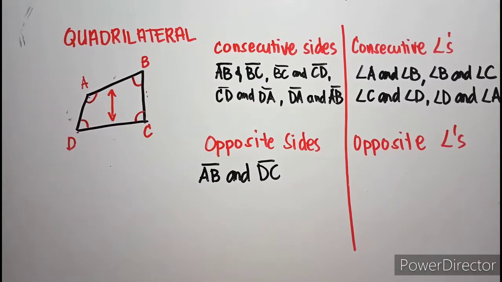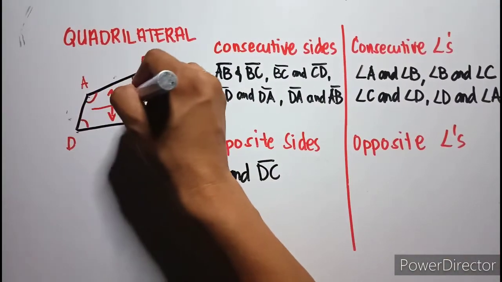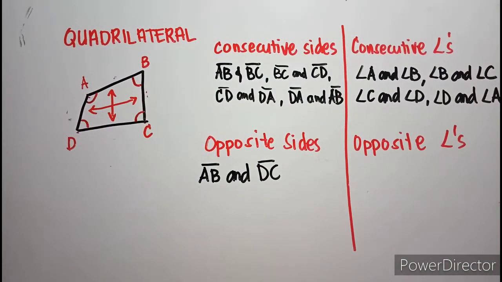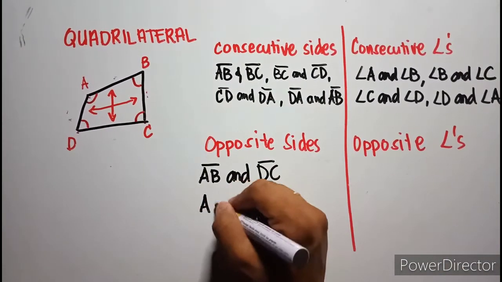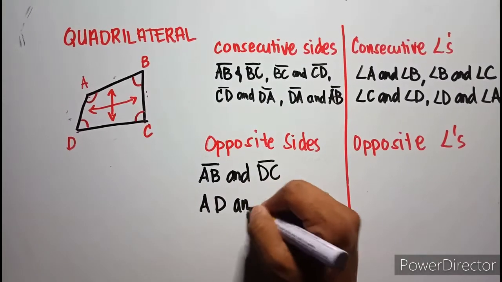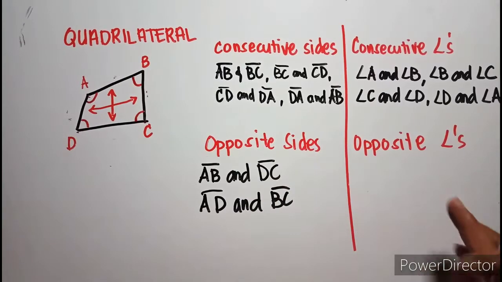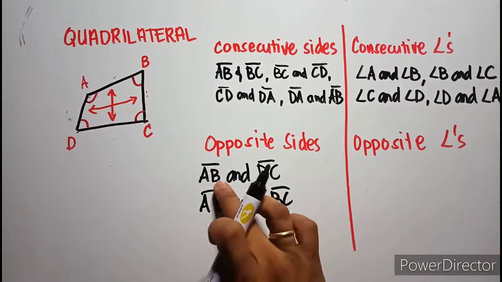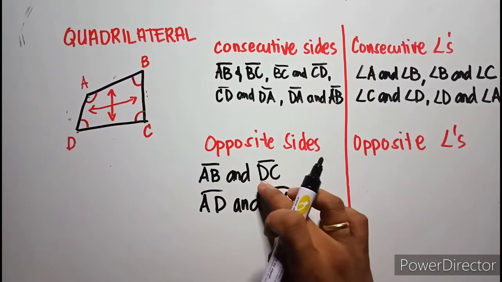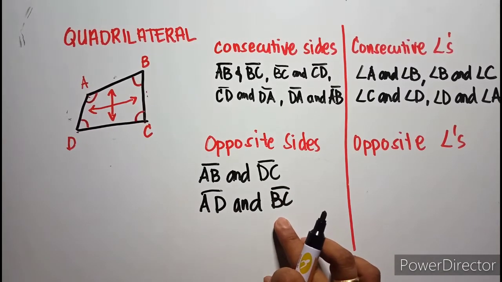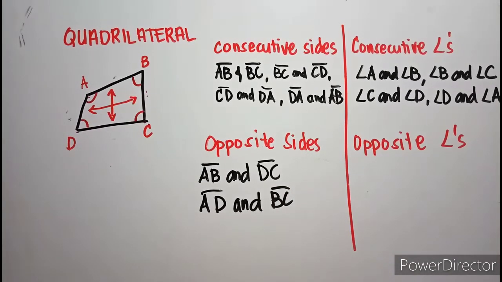At yung isa pang opposite sides, ayon, si AD and BC. So again, pwedeng magkabaliktad dyan, pwedeng BA and CD, pwede rin namang DA and CB. So yon ang ating opposite sides.